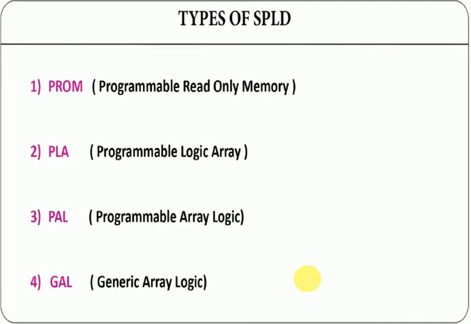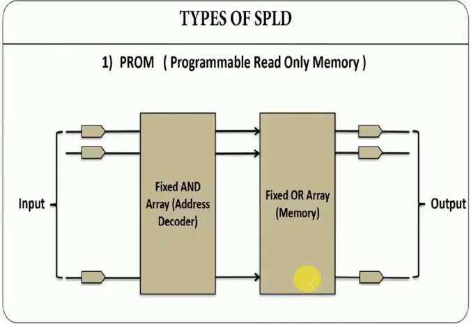Types of SPLD. First type is programmable read-only memory (PROM). Second, programmable logic array. Third, programmable array logic, and fourth one is generic array logic. Programmable read-only memory: this is the structure of programmable read-only memory. In this structure, a fixed AND array is followed by a fixed OR array. Fixed AND array is considered as address decoder, and fixed OR array is considered as a memory.